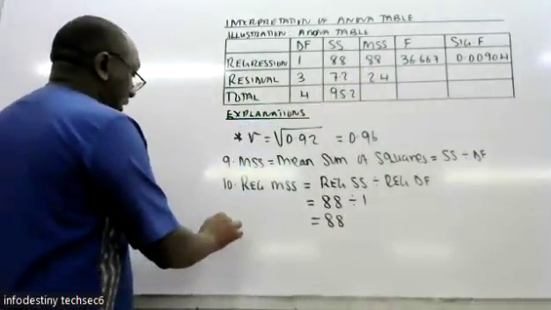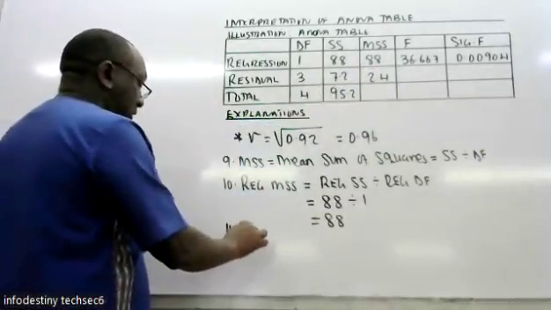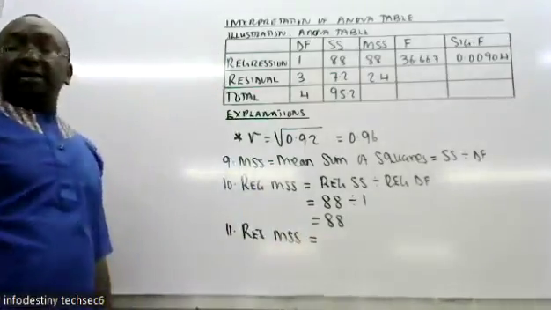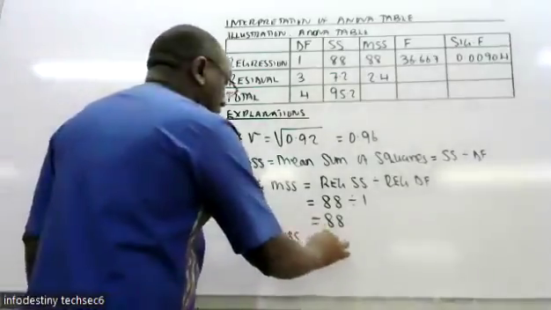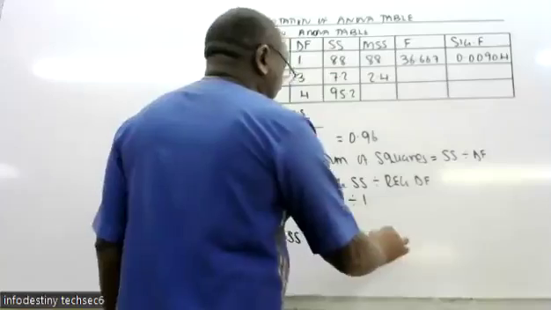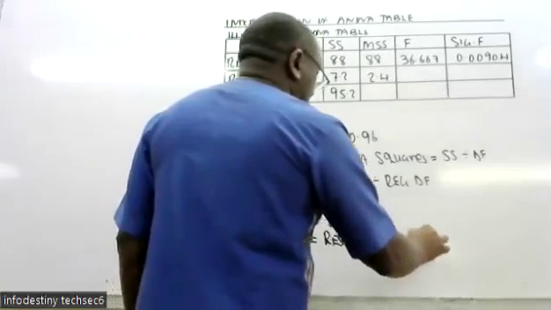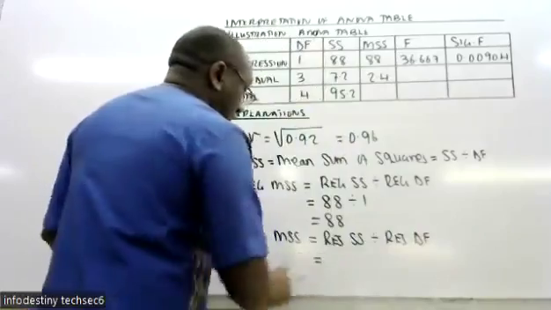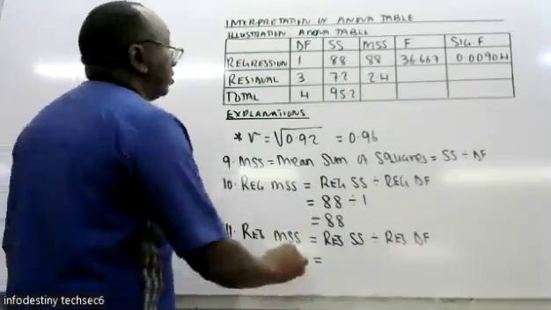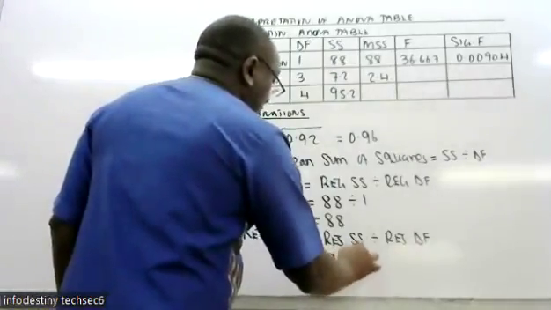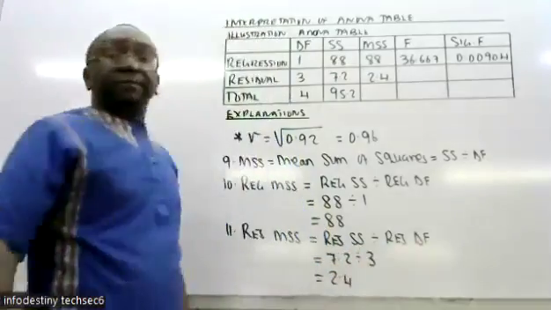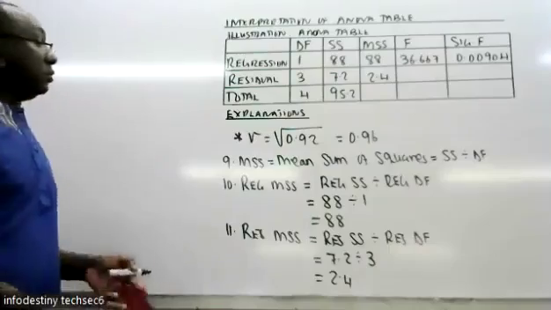Let us go to the next one, number 11, called residual MSS. Residual MSS is given as residual SS divided by residual DF. So residual SS is 7.2 divided by 3. Check whether it is the one giving us 2.4. Yes, it is the one giving us 2.4.